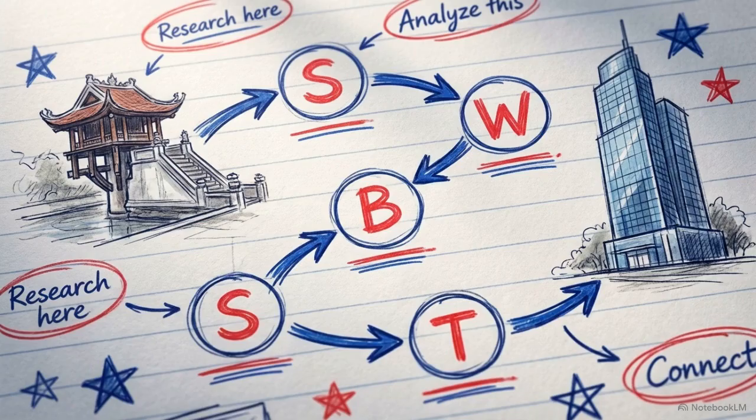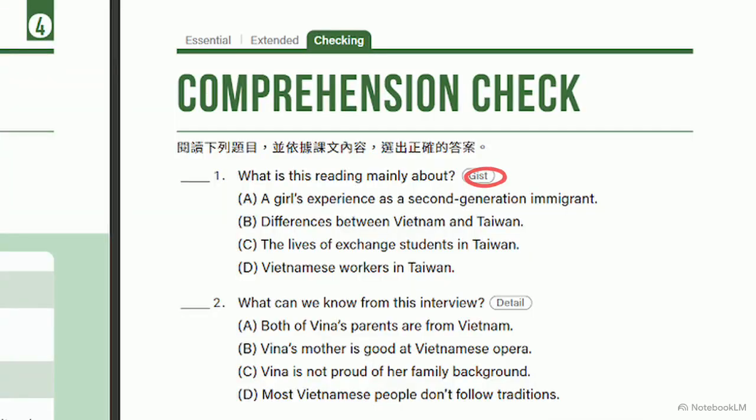By filling out this chart, we extracted the core narrative from the passage. You now have a clear map of Vina's internal and external journey. Now, the comprehension check. Question 1 asks for the gist, the big picture. The final paragraph reflects on Vina navigating dual cultures, pointing us directly to option A.